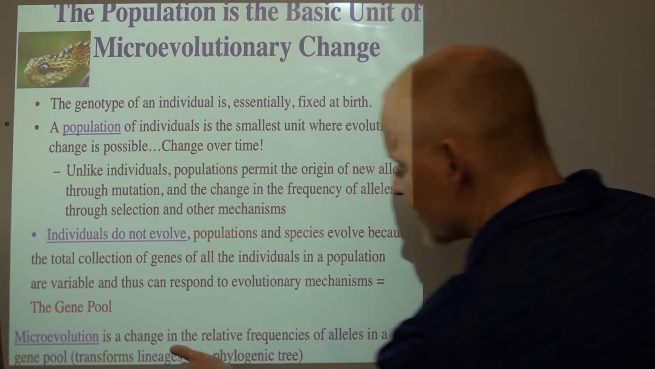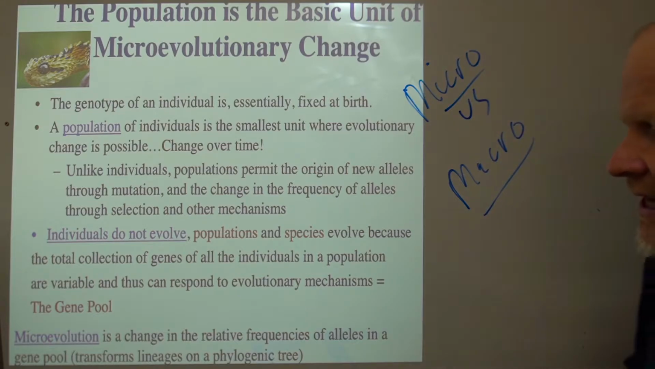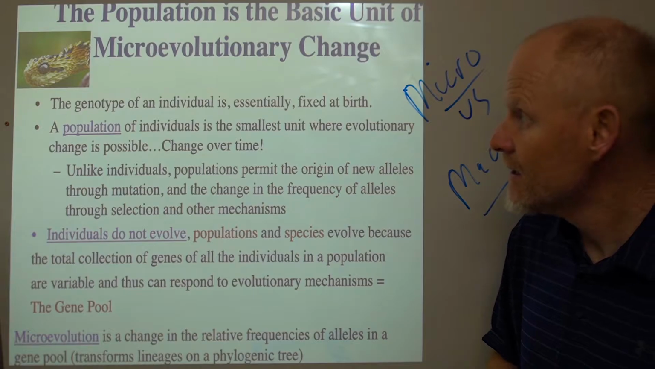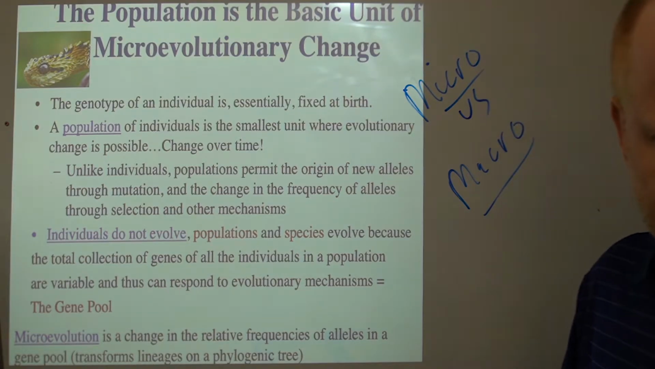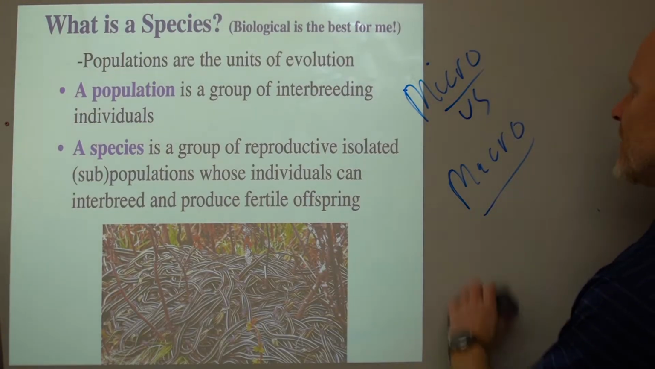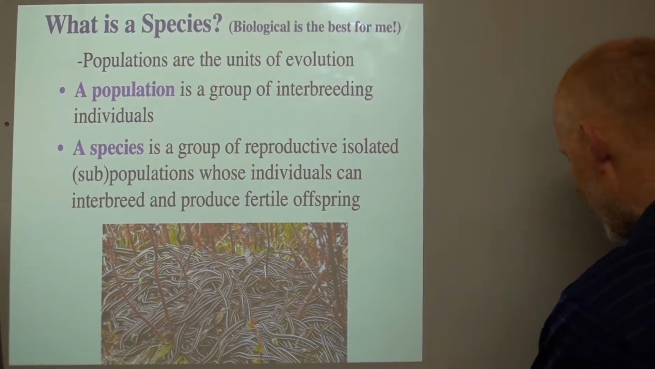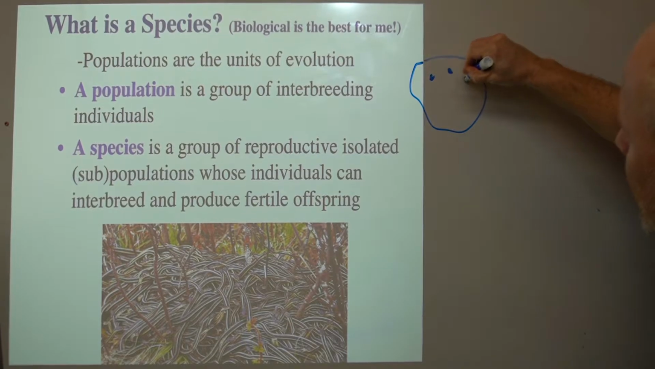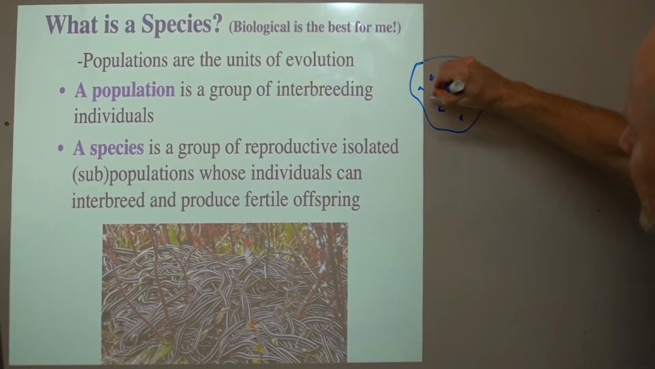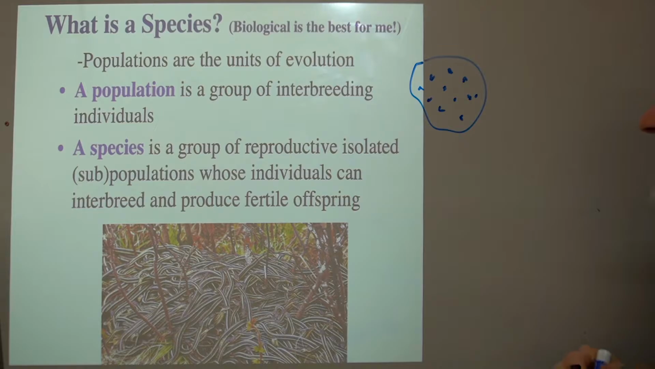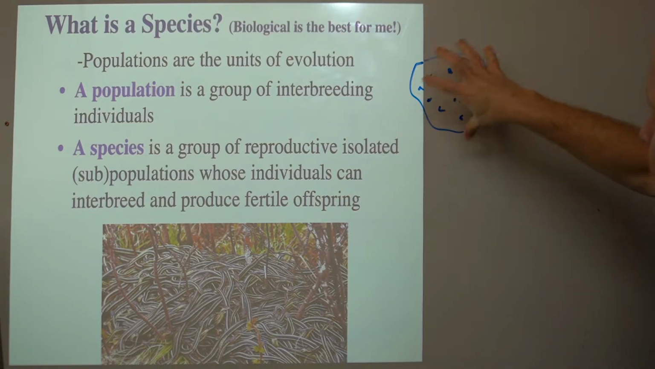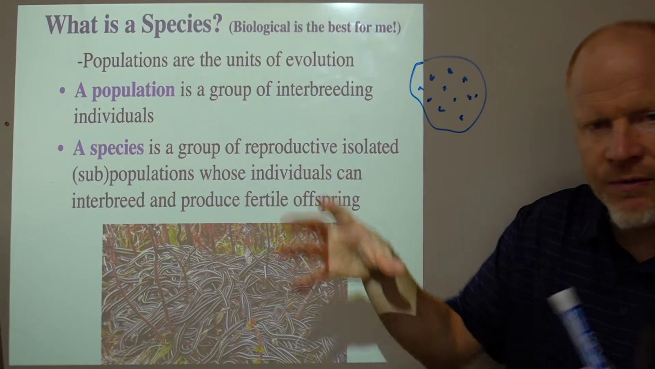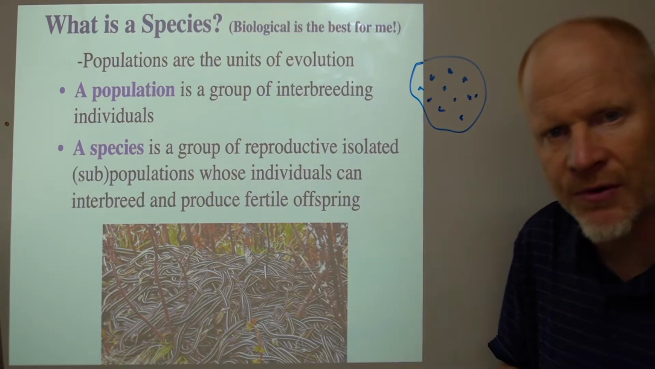So microevolution is the change in relative frequencies of alleles in a gene pool, which is part of a population or a species. So what's the difference between a population and a species? It's pretty simple. A population, if I draw it in blue, is a group of individuals occupying space that can interbreed. So a population of individuals is found in a particular place, and they can mingle and move within the environment, and when they find each other, they can breed and produce offspring.